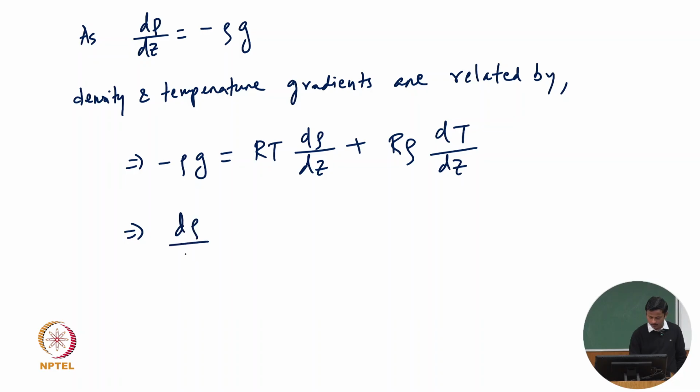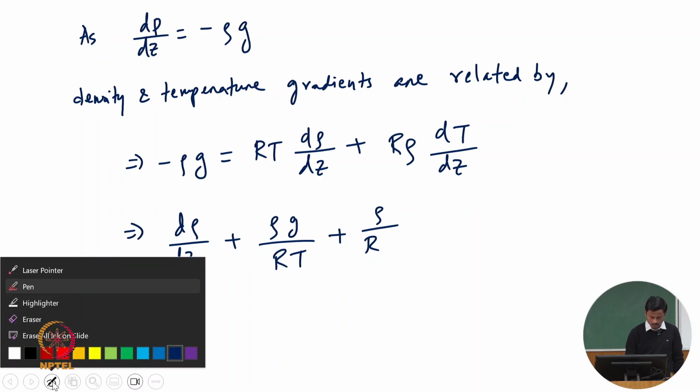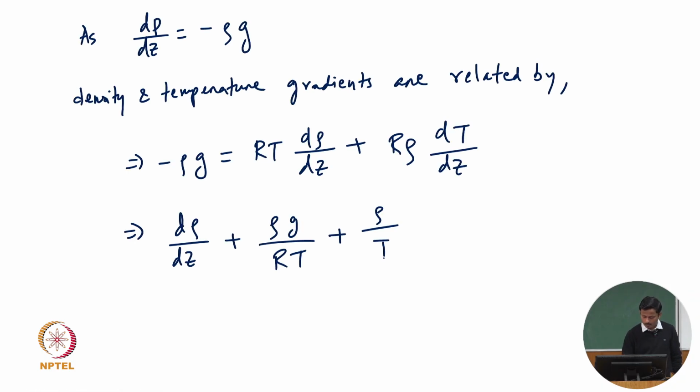So pulling all the terms to one side and then dividing the whole equation by RT, we get d rho by dz plus rho g by RT plus rho by T dT by dz equal to 0.